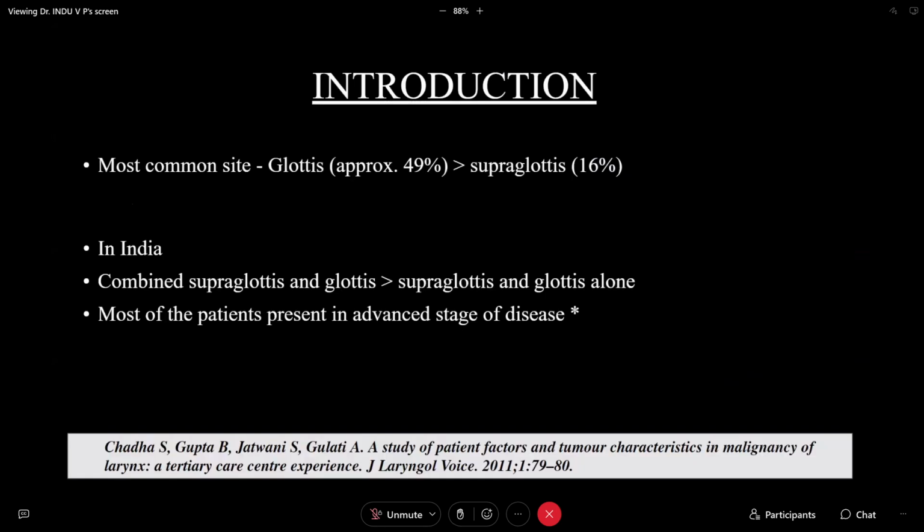The most common site of laryngeal cancer worldwide is the glottis, followed by the supraglottis. In India, it is a combined supraglottis and glottis appearance, because most of the patients present in an advanced stage of disease.